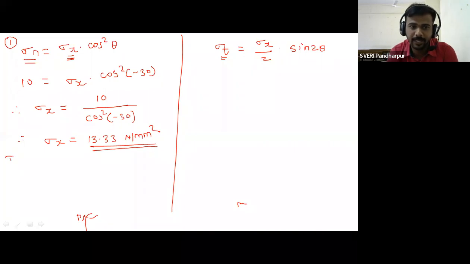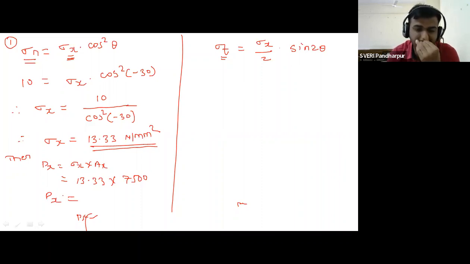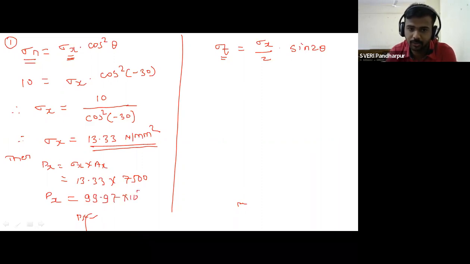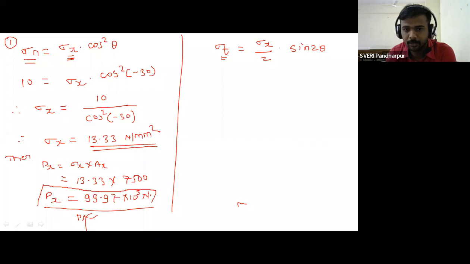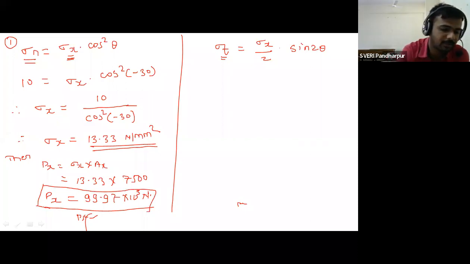Immediately calculate. Then Px is equal to sigma x into Ax. So here sigma x is 13.33 into 7,500. So what will be the Px by using the normal stress equation? Okay, 99.97 into 10 raised to 3 Newton. So this is the Px value by using the normal stress equation.